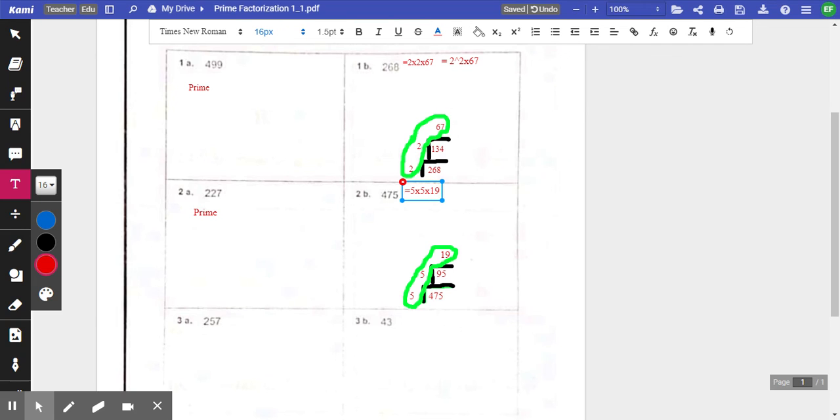And 5 times 5 times 19 can be simplified because we have a factor that repeats. So 5 times 5, that's a repeated factor. We're going to have 5 to the second power times 19.